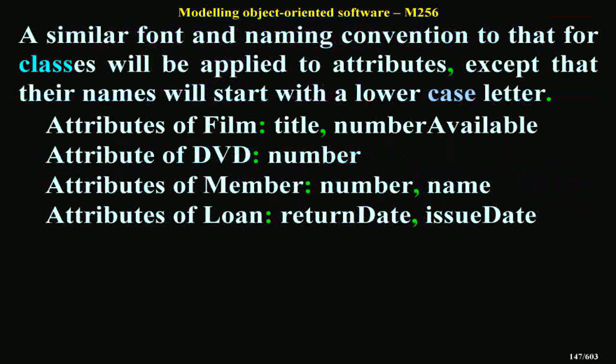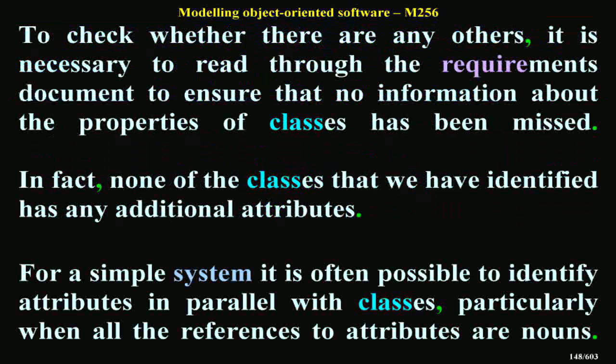Number, name: attributes of loan. Return date, issue date. To check whether there are any others, it is necessary to read through the requirements document to ensure that no information about the properties of classes has been missed. In fact, none of the classes that we have identified has any additional attributes.